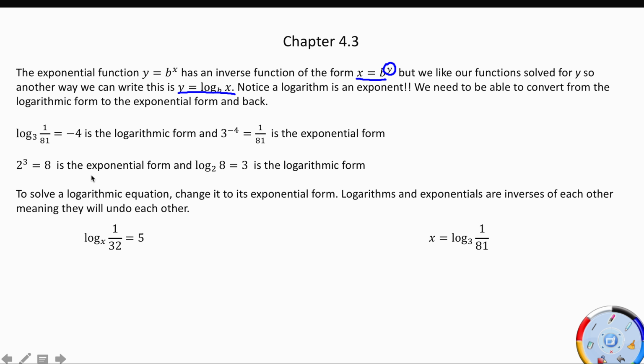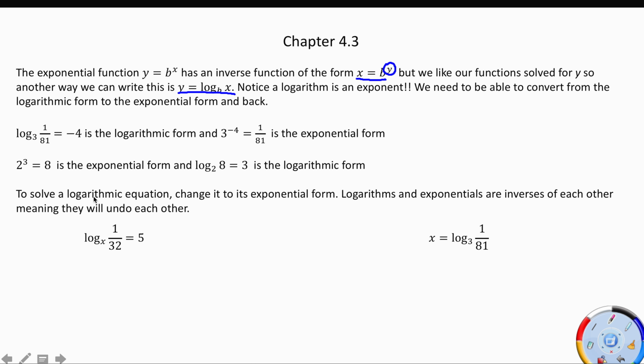2 cubed equals 8 is obviously the exponential form. Log with base 2, there's my base for the exponent, right? And a logarithm is the exponent, so it has to equal the exponent. So I must be able to rewrite that as log with base 2 of 8 is 3. This number inside my logarithm is called the argument of the logarithm. Log with base 2, the exponent that you put on 2 to give you 8 is 3. Here's the logarithmic form. Here's the exponential form.